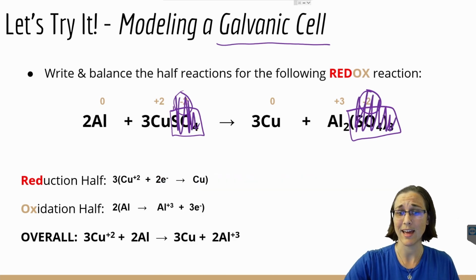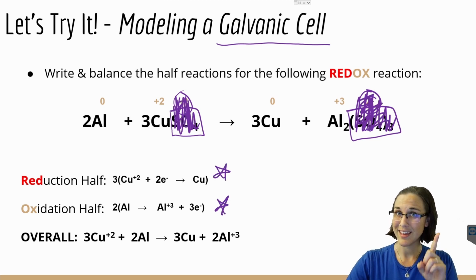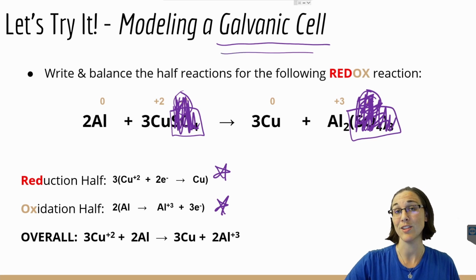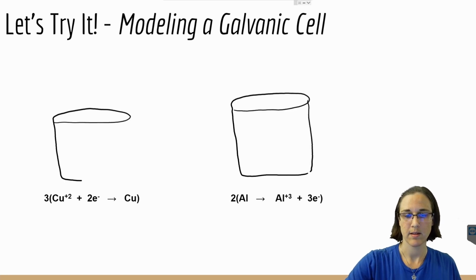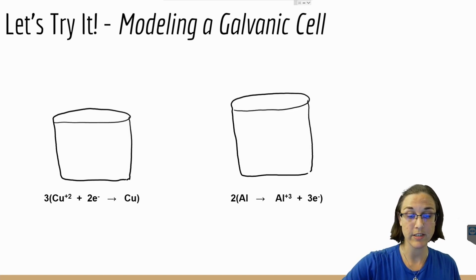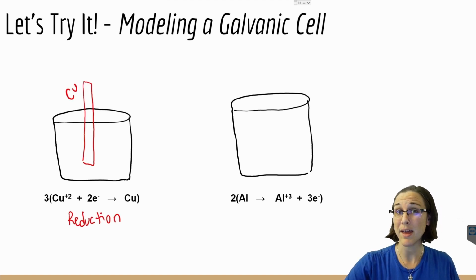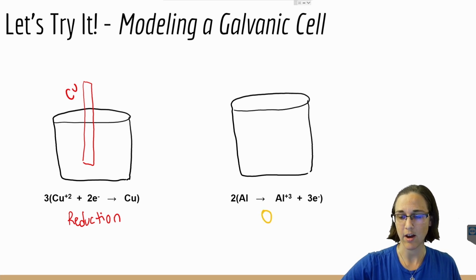And so we pretend that it doesn't exist to begin with, and it has no impact on our actual half reactions, but it will impact what our galvanic cell looks like. So let's try and draw this out. For a galvanic cell, we're going to need two separate beakers. We know that the copper is the reduction half of this reaction. So we actually need a piece of copper metal in this beaker, whereas the aluminum half of this reaction was the oxidation part. And so we also need a piece of aluminum in this container.